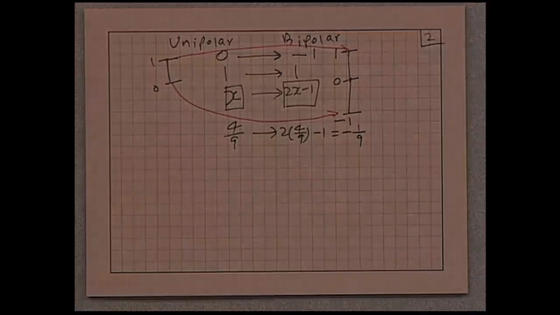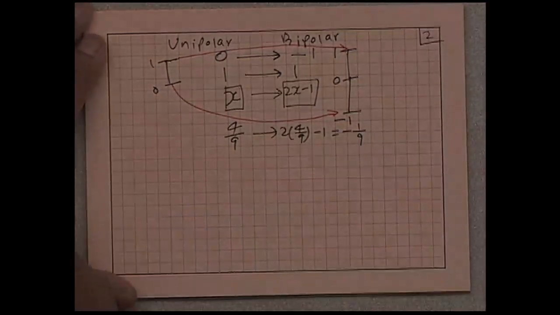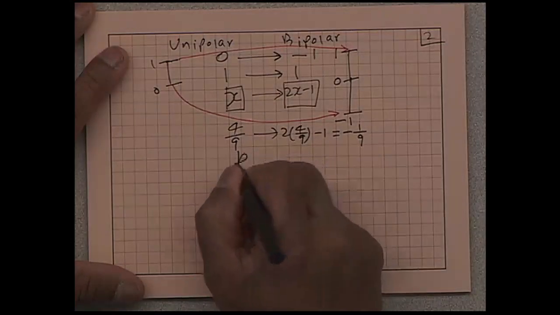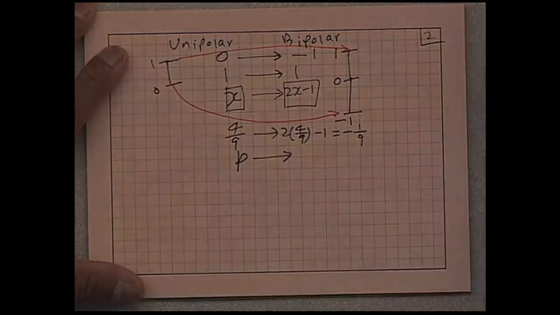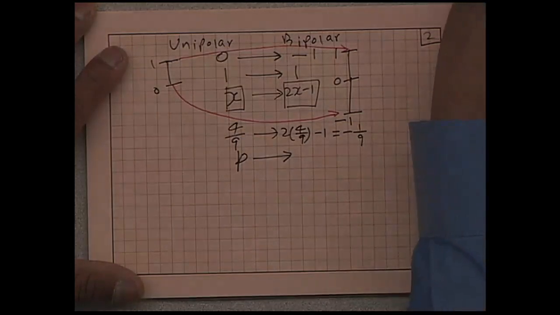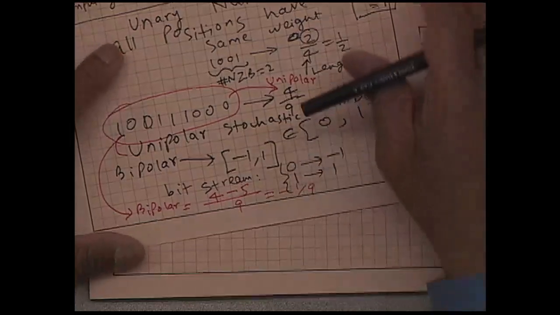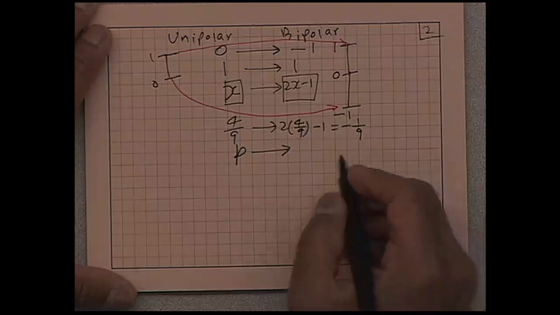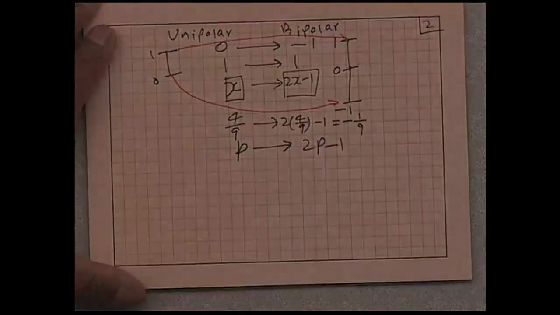That's basically the number representation of unipolar and bipolar stochastic numbers. It's a linear mapping. If I have a number p in probability, we call that probability because in the unipolar representation, the number lies between 0 and 1. So every number between 0 and 1 can be thought of as representing a probability. So the p would represent 2p minus 1 in bipolar representation.